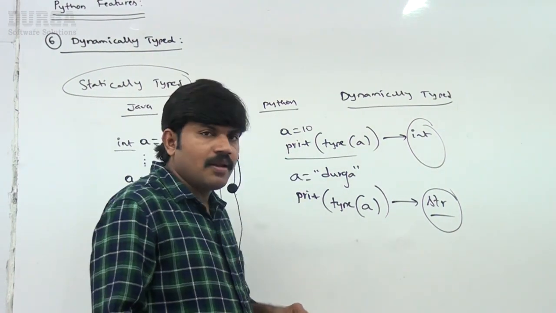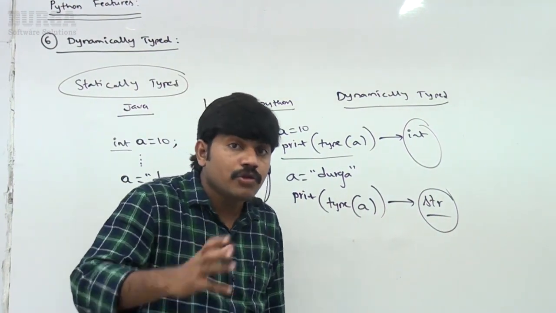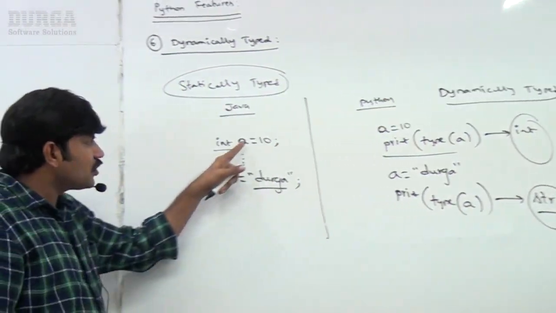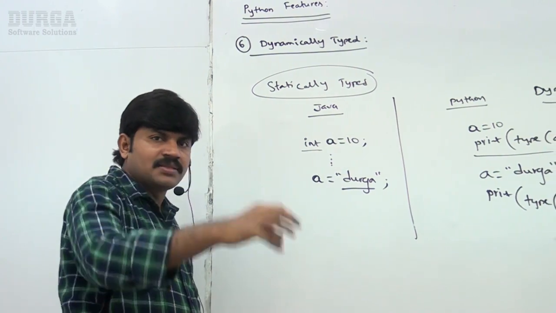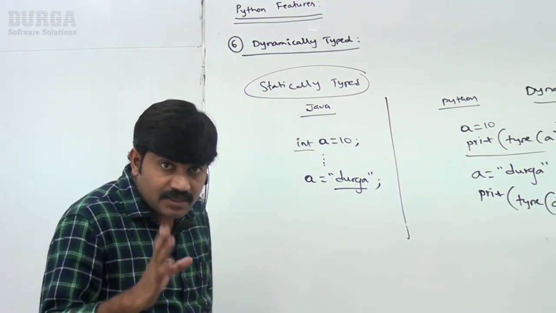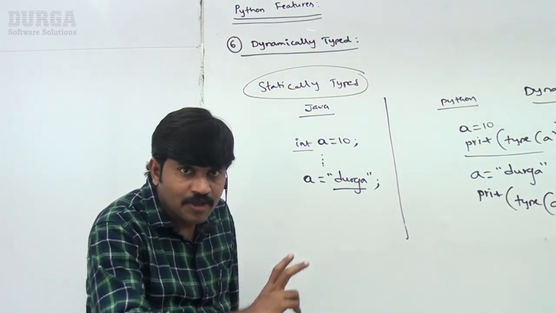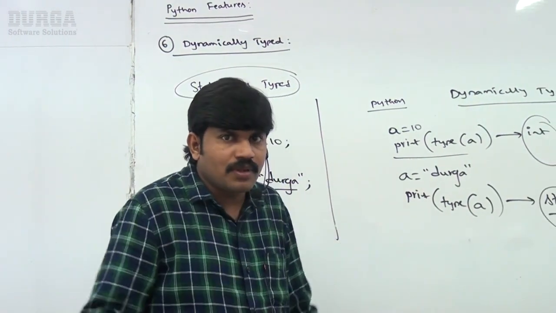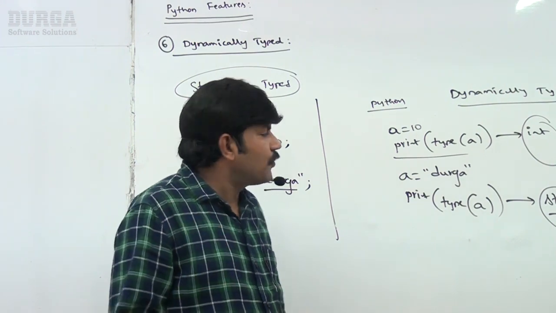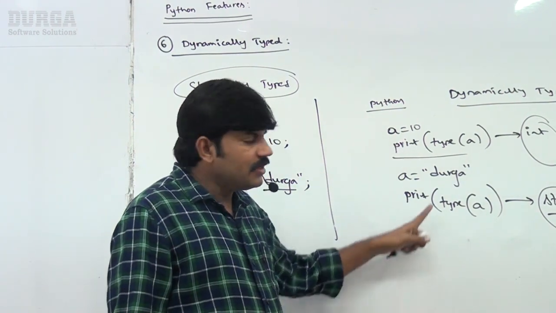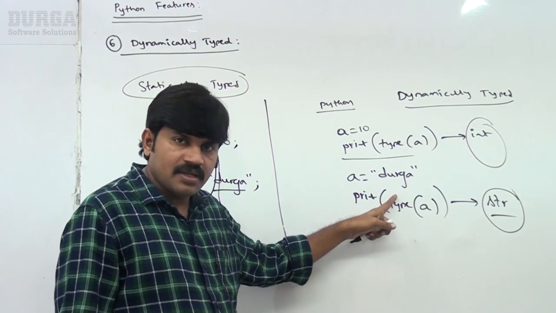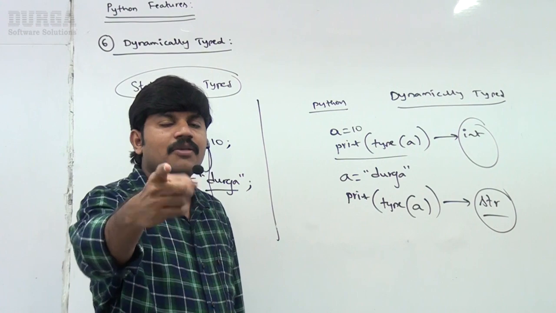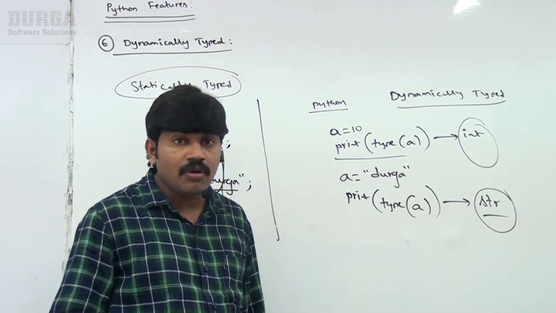So a variable in its life, we can use the same variable for multiple types in Python, but once we decided the type, throughout its life this variable is always int type only. Are you seeing the difference, right? This is more flexible and more useful to the programmer. For int type one variable, for string type another variable, for float type another variable, we are not required to declare. The same variable we can use for multiple types.